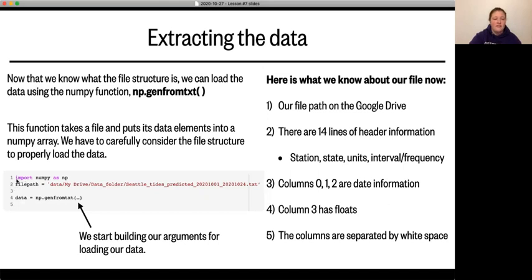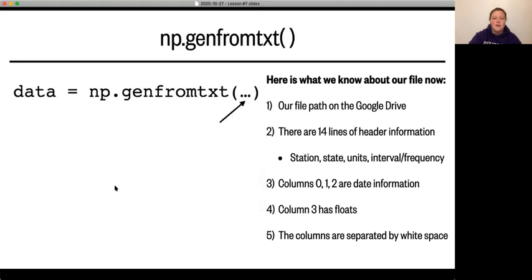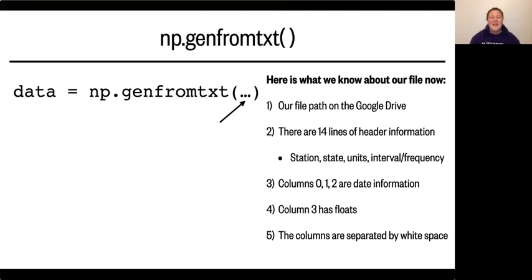So to start us off, we have import numpy as np, because it is a numpy function. And then we have our file path, same file path. And then we say data equals np.genfromtxt. And we're going to start building our arguments to load in this data. Here we're going to use the information that we know about our file. So first, we know our file path, and genfromtxt requires us to tell it what file we're going to be loading. So we give it our file path.